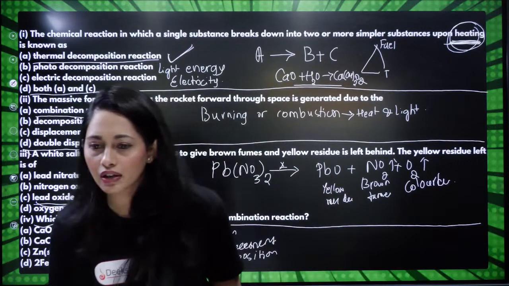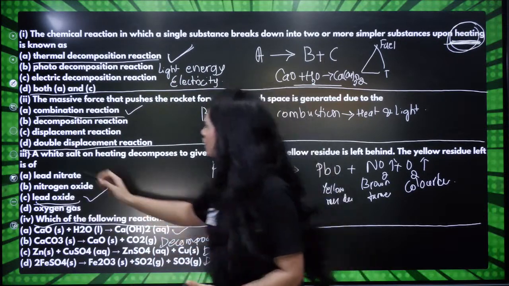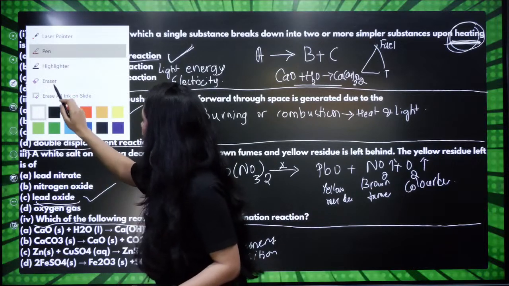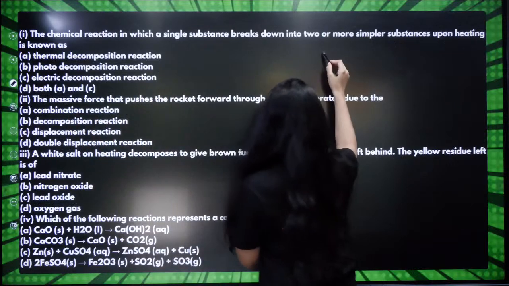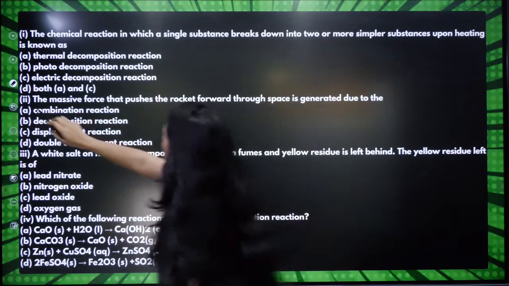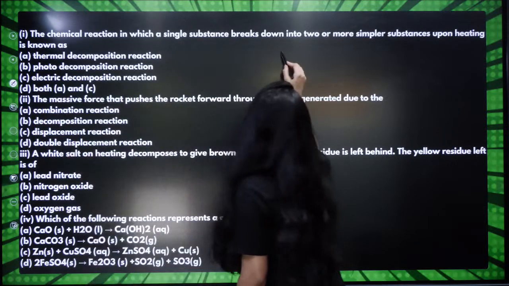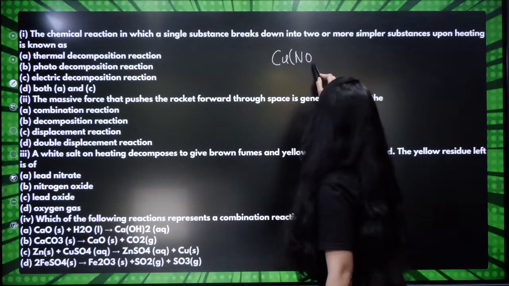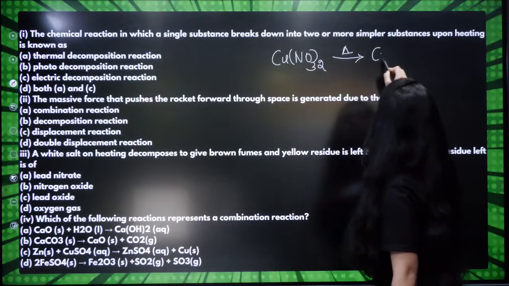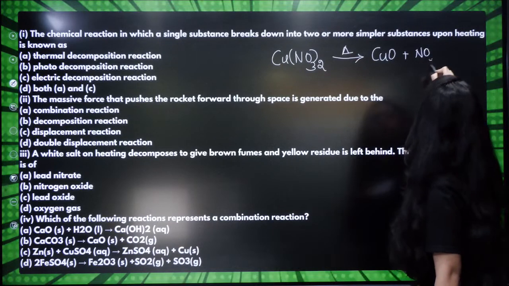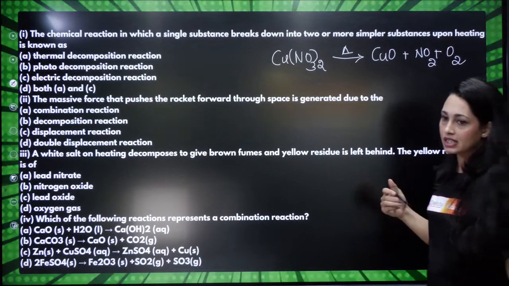Some of you asked about a reaction. Which is that reaction? Copper nitrate. Is that so? Copper nitrate, Cu(NO3)2, is going to get decomposed to CuO plus NO2 plus O2. This is the reaction, but it is not balanced.